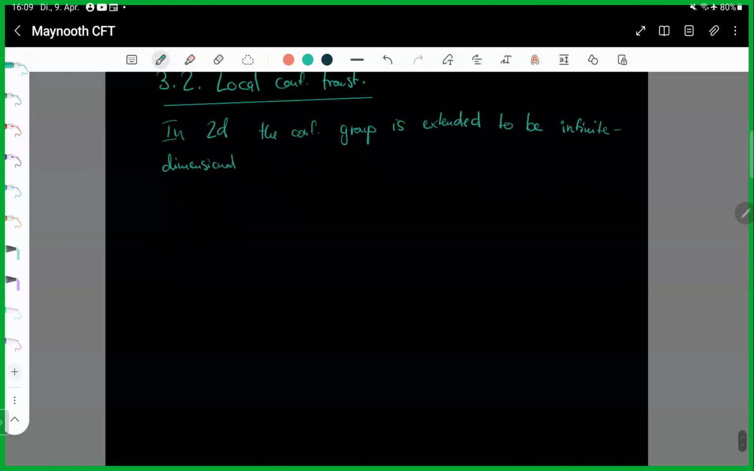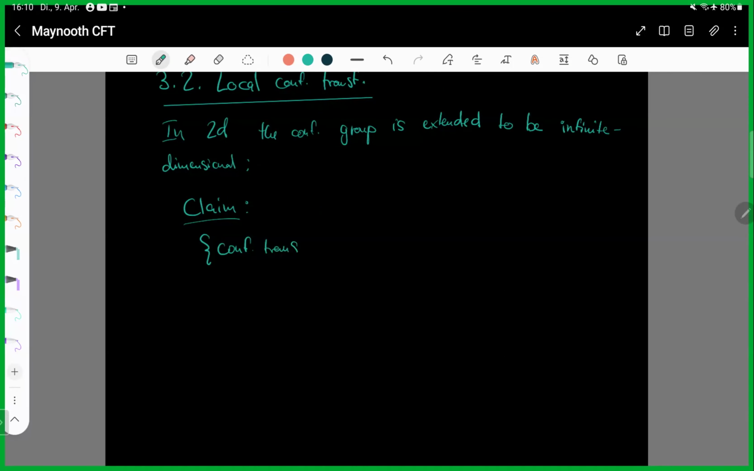And here comes the claim. The claim is that the set of conformal transformations in 2D, I'm not going to write this, it's implicit, is equivalent to the set of holomorphic and anti-holomorphic functions on the complex plane, or on the Riemann sphere, I should say.